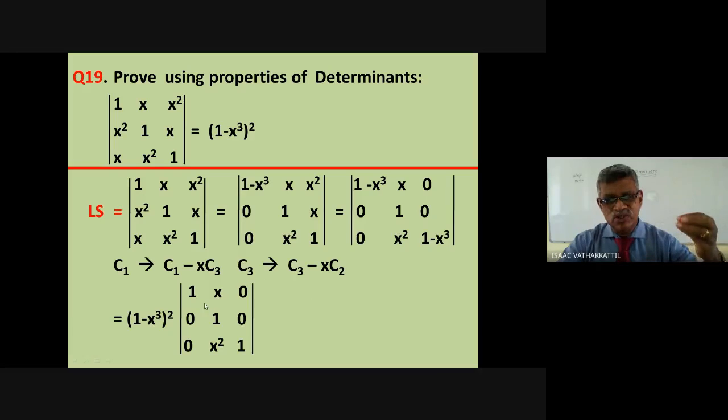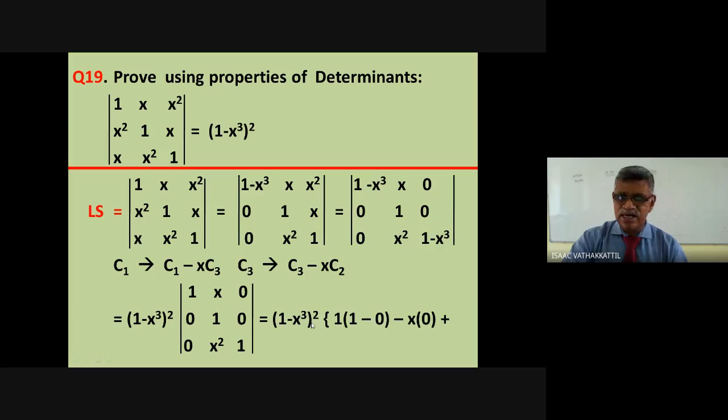You expand using the first column. That will be 1 into 1 minus 0 plus 0. Or you expand using the first row, again the same numbers. 1 minus x cube whole squared into what remains inside, which is nothing but 1. That is the right side. See how simple it is. If you go on expanding without this, it will be difficult. If you expand as it is to get the 1 plus x plus x squared first, it will again be lengthy. This is short.